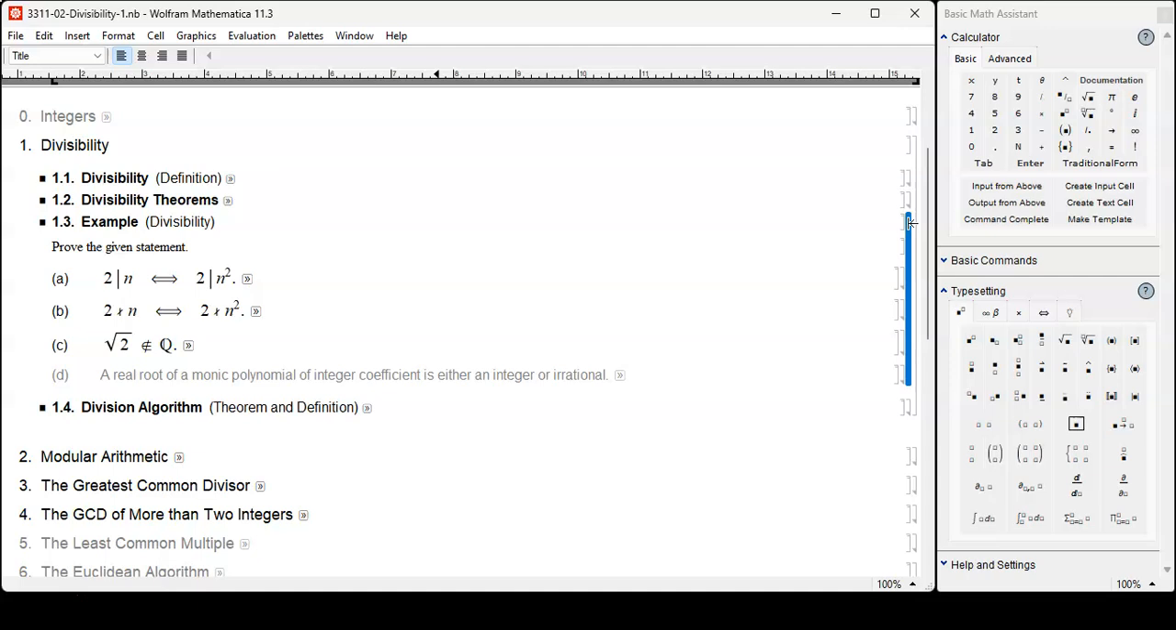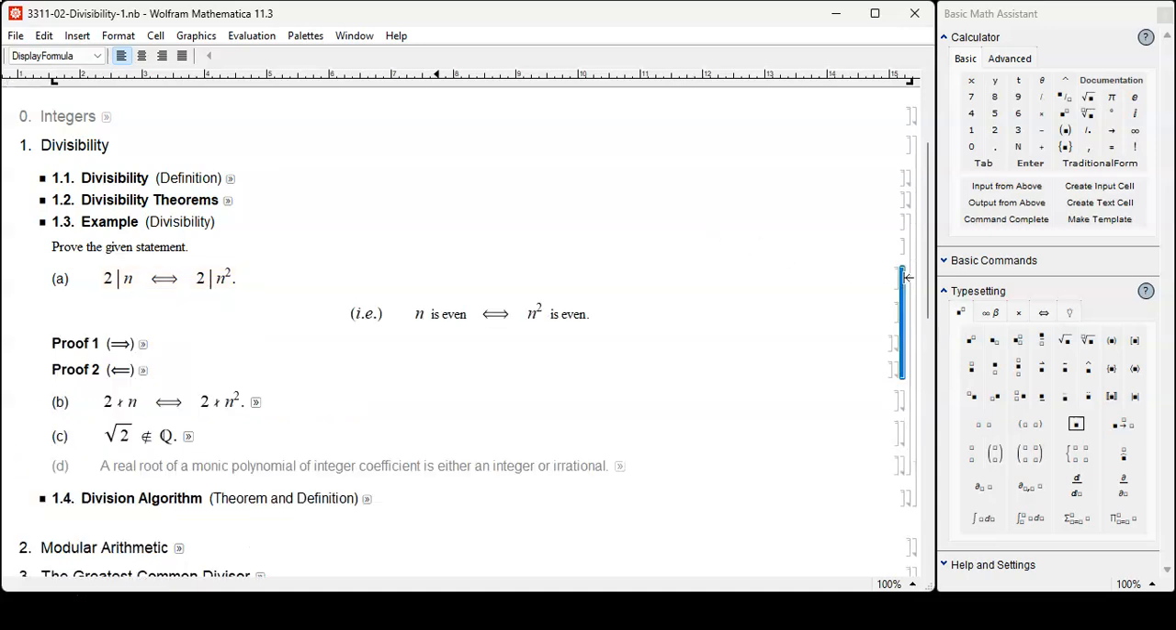Prove the given statement. How about this one? We have a necessary and sufficient condition problem here, which means we have two implications. If 2 divides n, then 2 divides n squared, that's one direction, and also vice versa, the backward direction. So the proof consists of 2 parts, the forward direction and the backward direction. Make sense?